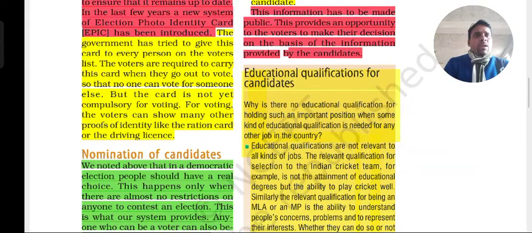The educational qualifications are not relevant to all kinds of jobs. So very clearly it is given, educational qualification is not needed for all types of jobs, okay. An example is given: the relevant qualification for selection to the Indian cricket team, for example, is not the attainment of educational degrees, but the ability to play cricket well. So in order to become a cricketer, they might say some type of education is required, if they could have kept it.